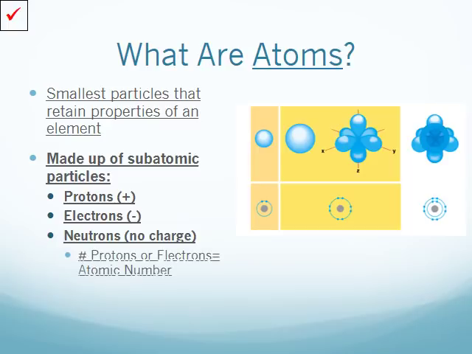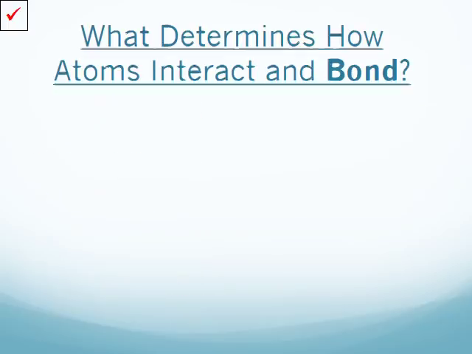Now the number of protons or electrons corresponds with something we call the atomic number. Whereas if you added the protons and neutrons, that would go ahead and give you your atomic mass. We'll be discussing these a little bit later once we get to atomic math.